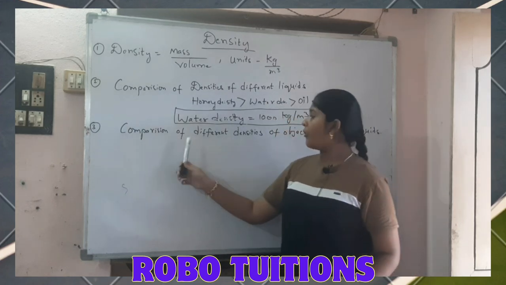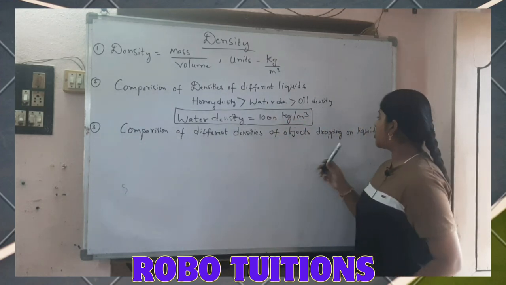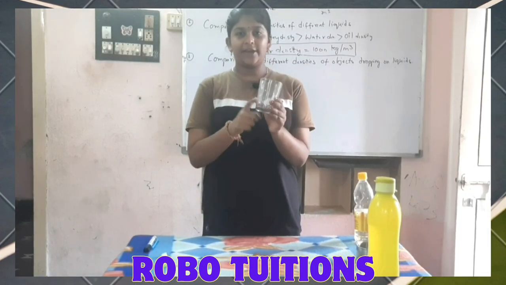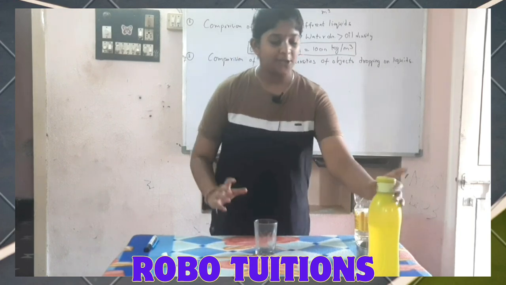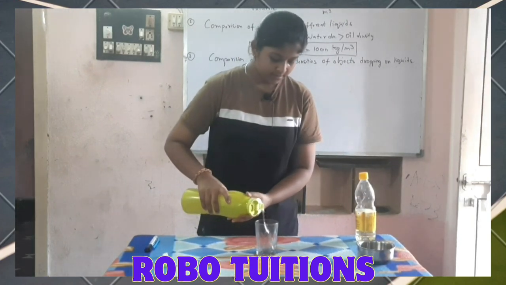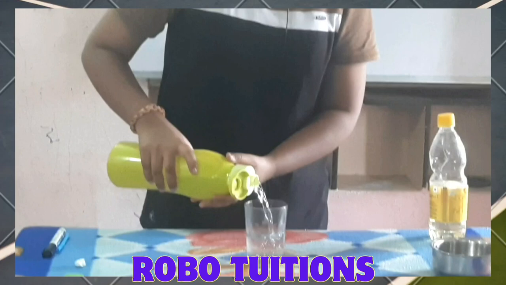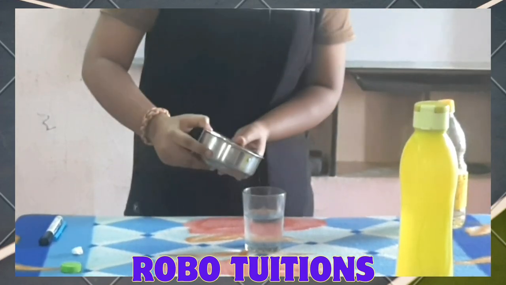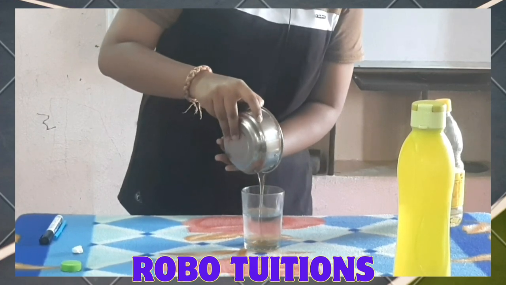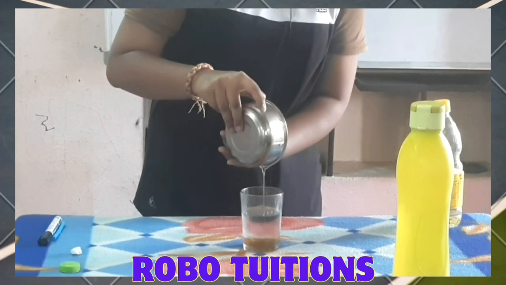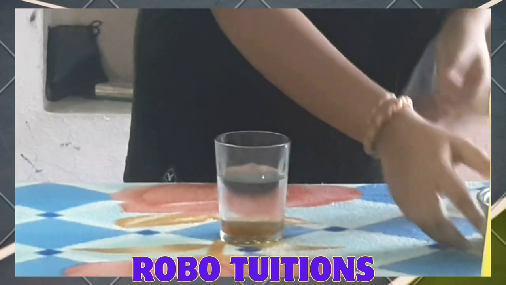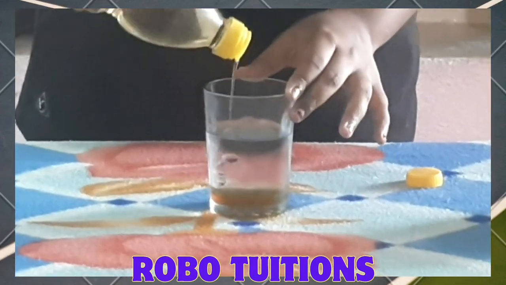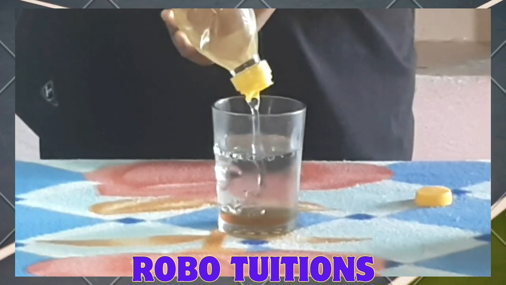The comparison of different densities of objects dropping on liquids. For this I am doing an experiment. In the experiment, first we need to take one transparent glass and pour some water into it. And after that we need to pour some honey. This is honey. After that we need to pour some oil to float on the water.